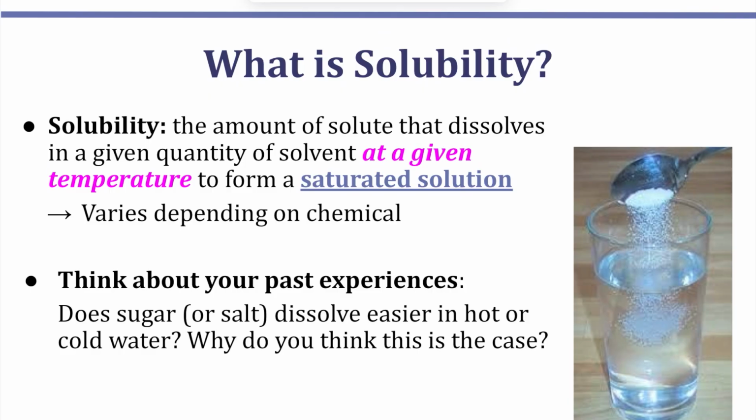As we're talking about solubility, solubility discusses the amount of solute that dissolves in a given quantity of solvent at a given temperature to form a saturated solution. Again, solute is the thing that is being dissolved. We have less of that. The solvent is the chemical that is doing the dissolving, and those form a solution. And so we can describe solutions in terms of their saturation. That point of saturation varies depending on the chemical that you're working with.